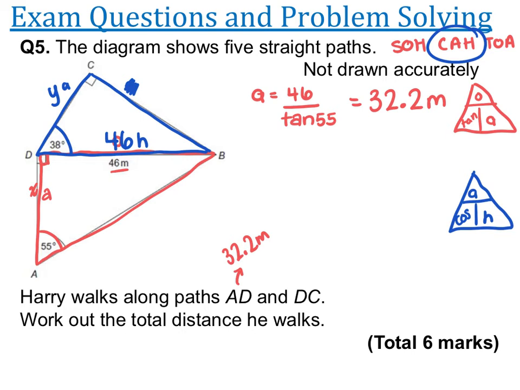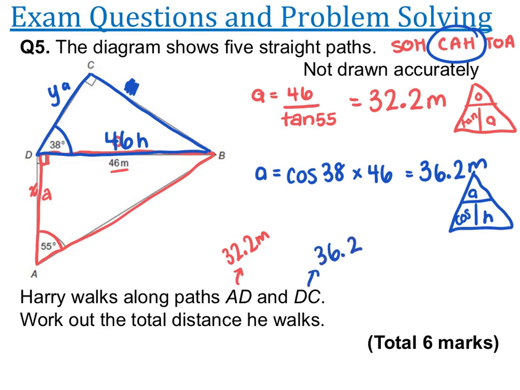All right, so side A again this time is cosine of 38 times by 46. Now don't forget to put the brackets in your calculator when you do this. Make sure you close the bracket, and we end up with 36.2. So he walks a little bit further this time. So that means his distance from D to C is 36.2.